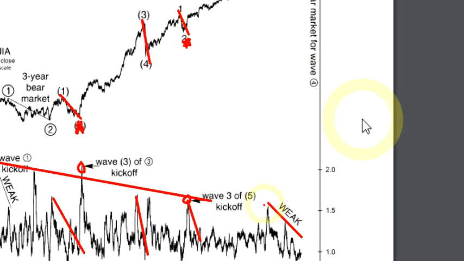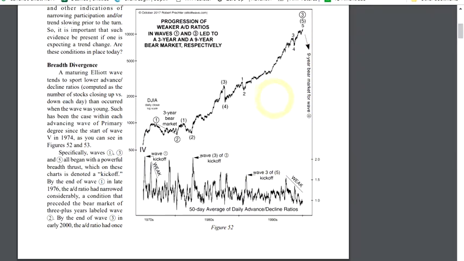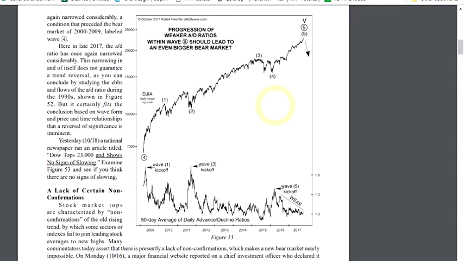Now this was a wave 3 liftoff too, but of another smaller degree. And you can see that we've been weakening. So this is what happens. The market tends to weaken industry by industry, group by group, stock by stock, until you're left with just a handful of stocks kind of holding up the indexes, which is what we have. We have the FANGs pretty much holding up the indexes. So I wanted to point that out.